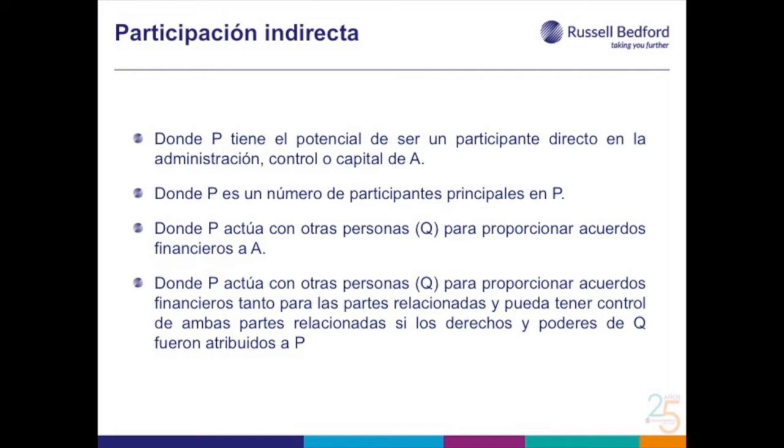There are then situations where we have participants acting with other persons to provide financing arrangements to A, and there is a definition of financing arrangements within the legislation, and then there's another one where P is acting with others to provide financing arrangements, and basically they would have control if the rights and powers of that other person were attributed to P. So there are circumstances involving financing arrangements where we can get indirect participation. It's actually quite rare to find transfer pricing issues in those kind of circumstances.